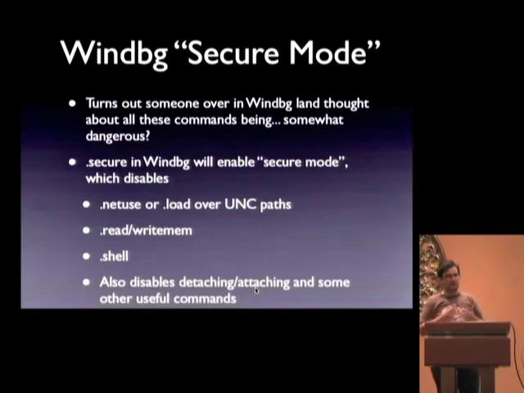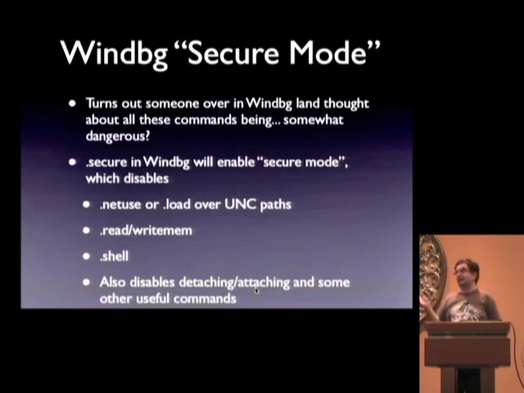And in secure mode, it disables .NET use. It disables .load with anything other than a local path. It disables .readmem and .writemem. It disables .shell. It also disables symbol extension DLLs. It disables pretty much what Microsoft thinks are things that can attack the host. But ironically, it also disables you from attaching to a process or the kernel, from attaching to something else. So it also kind of limits what you can do. Thankfully, .secure, once you enable it, can't be turned off anymore.